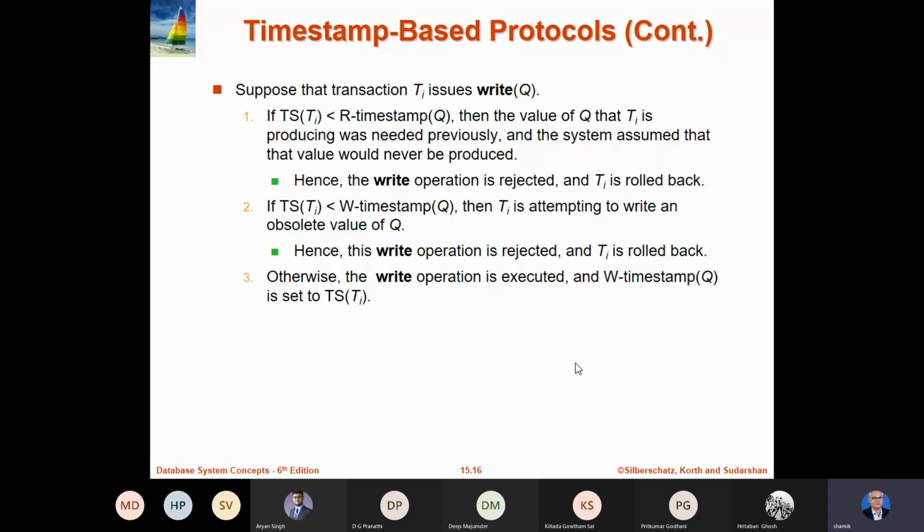So TI is trying to write an obsolete value of Q. Now, why at all roll back TI? Because then many transactions might get rolled back. So we simply ignore this write. Why can we simply ignore this write?